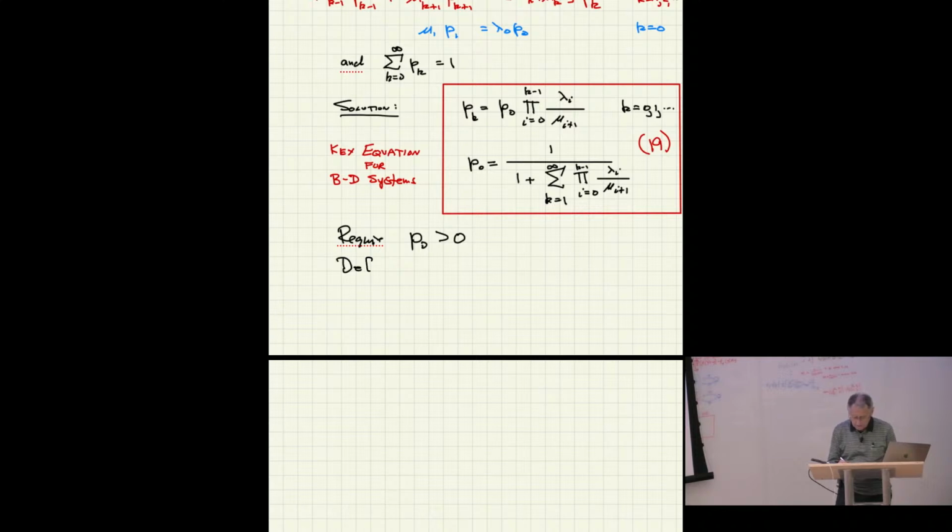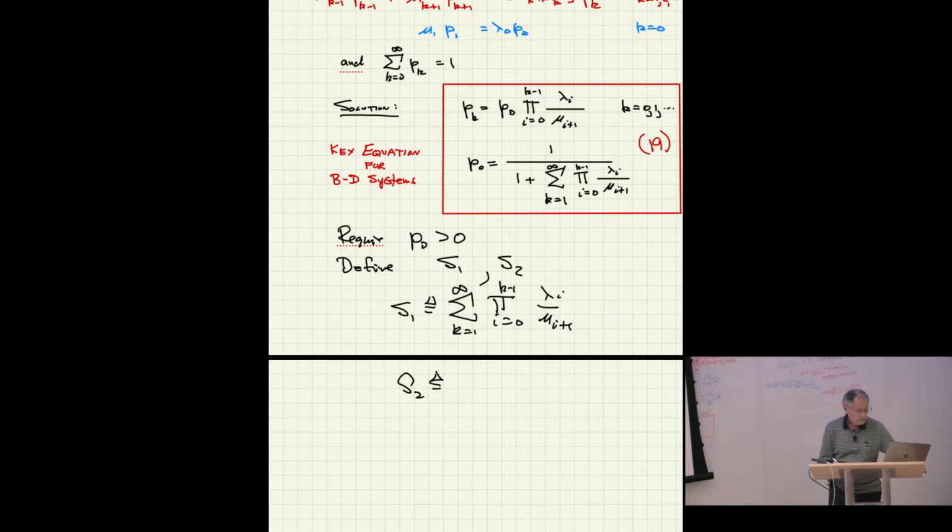So let's define some things. I want to define a couple of sums, a sum called S1 and a sum called S2. S1 is defined to be the sum from k equals 1 to infinity of the product from i equals 0 to k minus 1 of these ratios, lambda i over mu i plus 1. And I'm going to define this other sum, S2, to be the sum from k equals 1 to infinity of the product from i equals 1 to k of mu i over lambda i, the inverse. And you don't get an i plus 1, you just get an i.